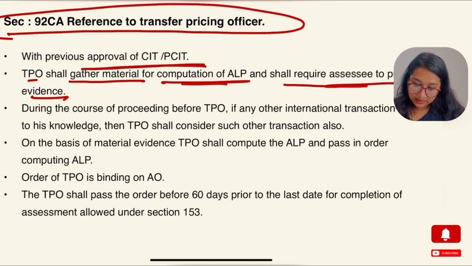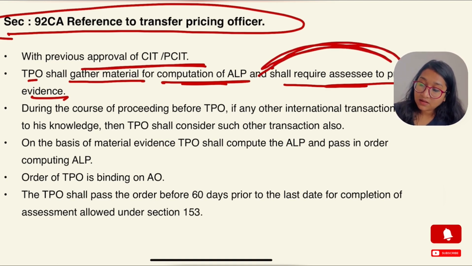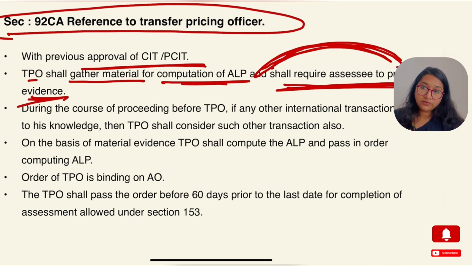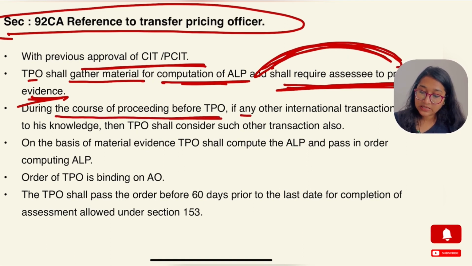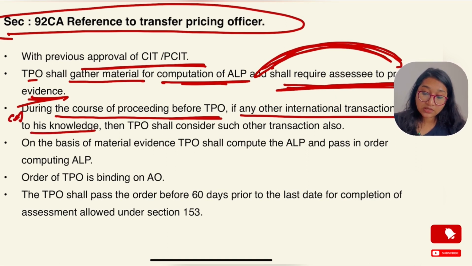The second part says that the TPO, the transfer pricing officer, will ask the SSC, and the SSC will produce evidence, will give all the material, will give all the documents to the transfer pricing officer. Third says, during the course of proceeding before TPO, if any other international transaction comes to the knowledge of whom? AO. We are talking about AO.